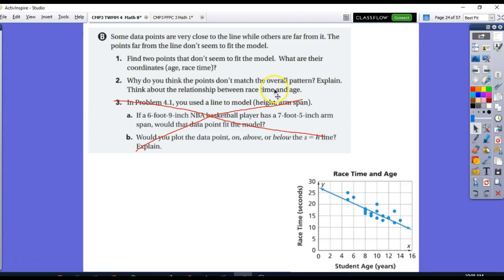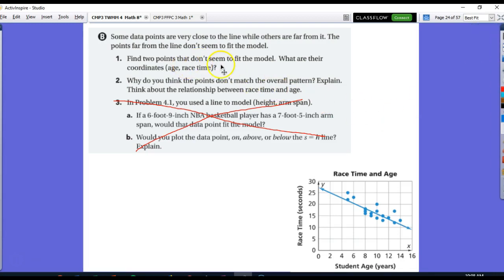Then part B, we're just going to do 1 and 2. It says find 2 points that don't really seem to fit this model. So of all of these scatter plot points, find 2 of them that you don't think really fit the model of the straight line that we have here. What are their coordinates? Okay, and then why do you think the points don't match the overall pattern? What real life situation might be happening that would make these not fit the overall pattern?